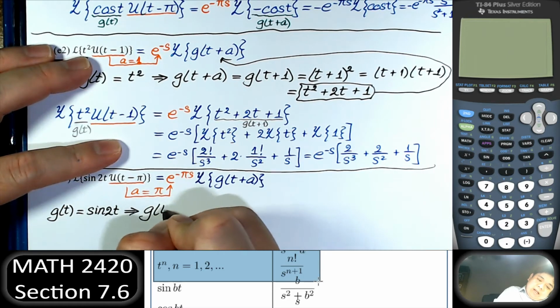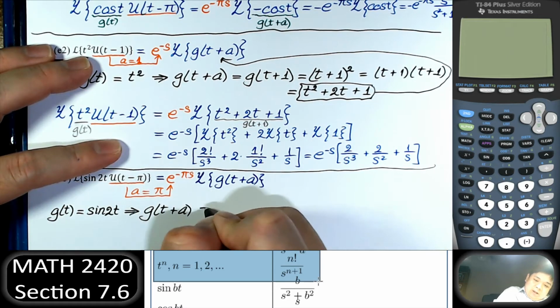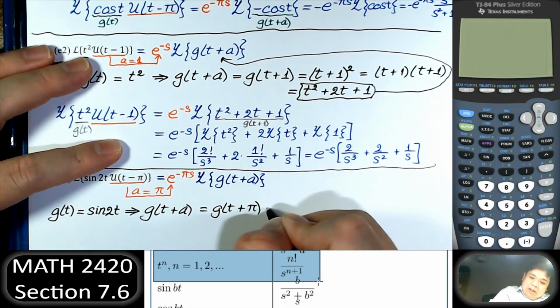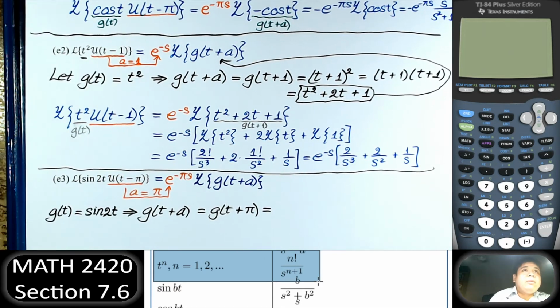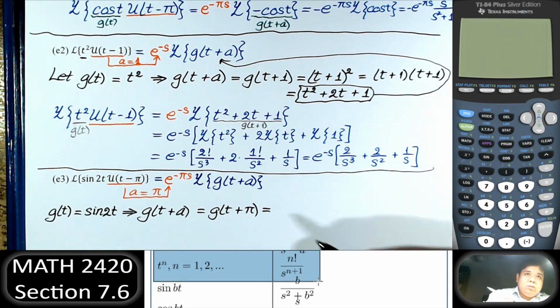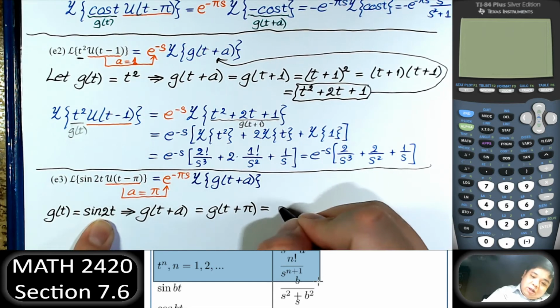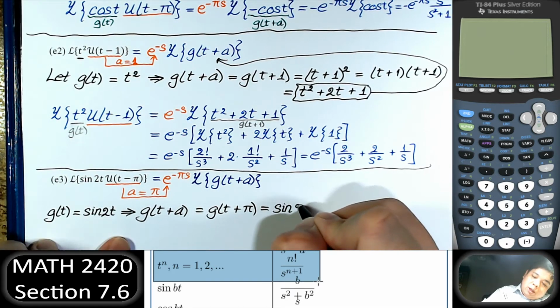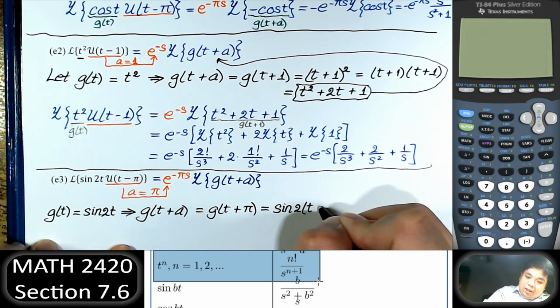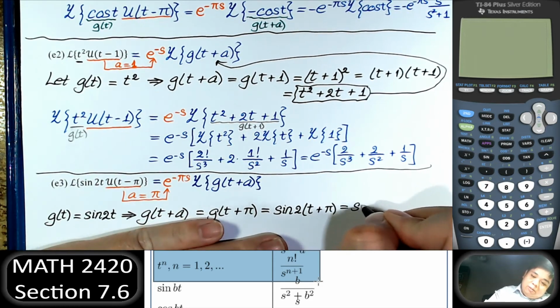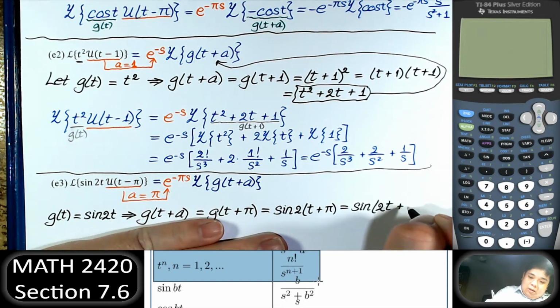So g of t plus a, or g of t plus pi, equal to, instead of t here, we're going to have t plus pi. So sine of 2 times t plus pi. Multiply the 2 inside, we have sine of 2t plus 2 pi.